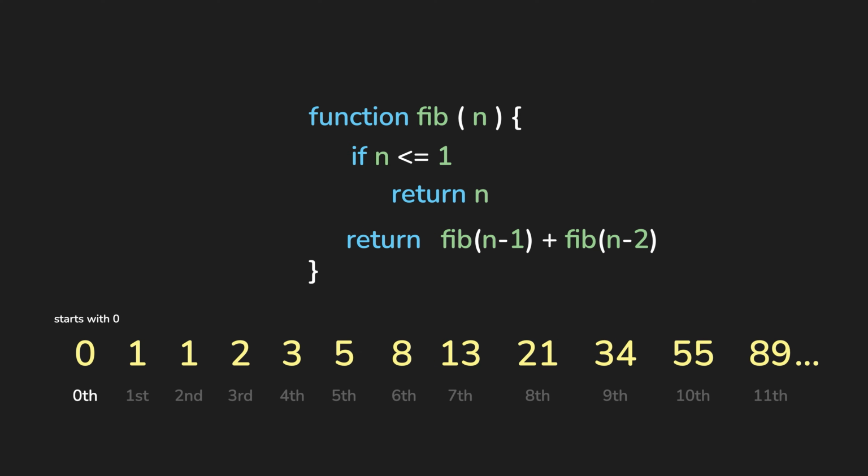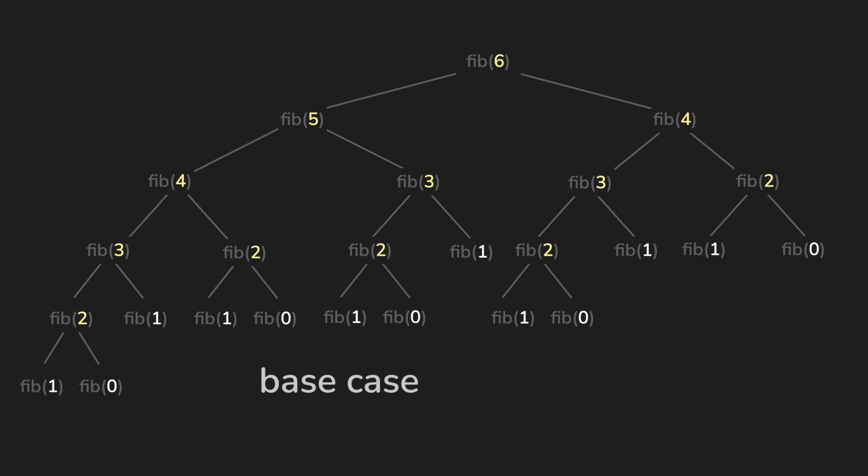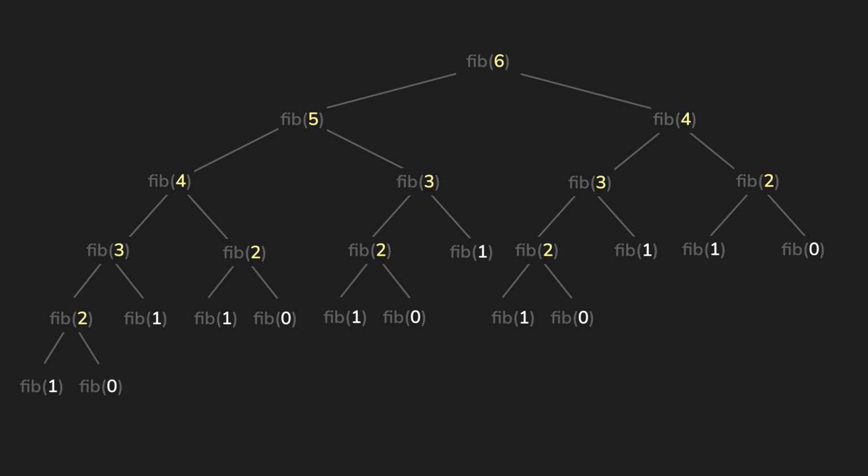Let's write out what's happening when we're calling fib. If you want to get the 6th number of the Fibonacci sequence, we will be returning the sum of fib 5 and fib 4. And to get fib 5, we need to call fib 4 and fib 3. And to get fib 4, we call fib 3 and fib 2. And this goes for every function call in this recursion process until we reach the base case. As you can see, if we want to calculate the 6th number, we need to go through this many calls.